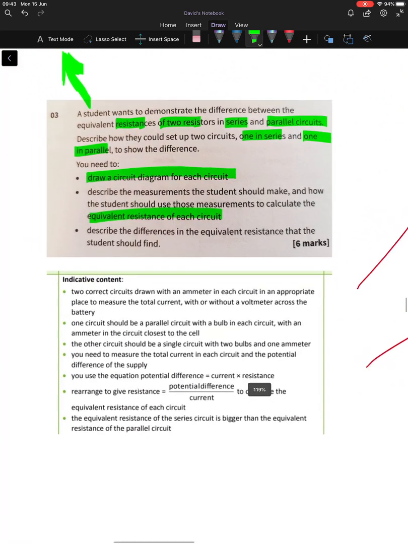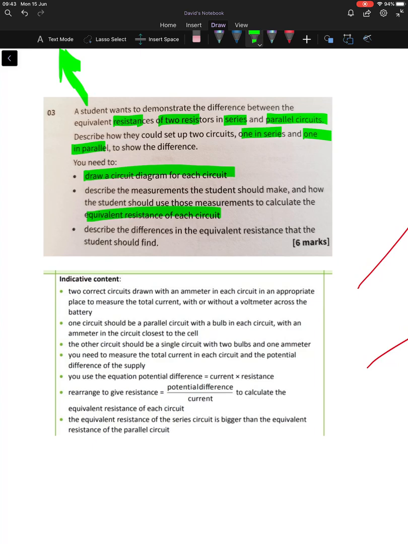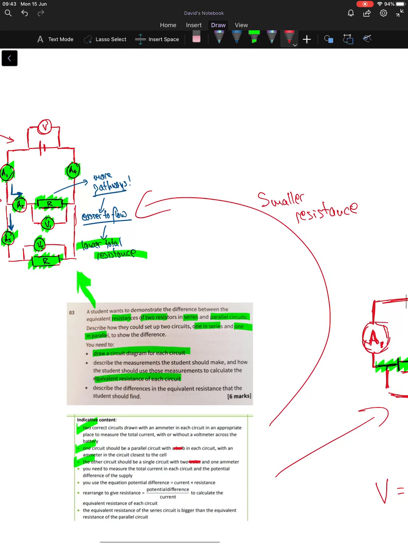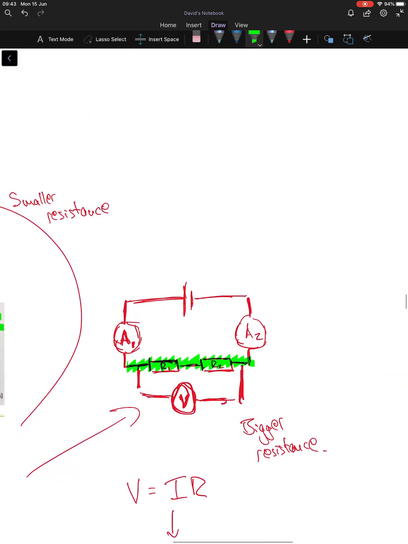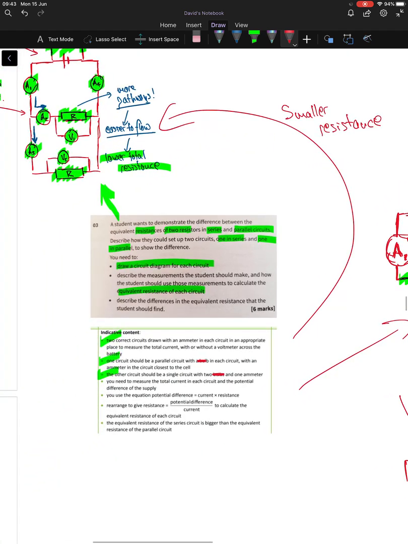Now, two examples. So, if we have a look at the mark scheme, we've got those two circuits drawn. Great. Where it says bulb, I think it should say resistors in these. I think there's a typo. No, it should say resistor. So you need to measure the total current in each circuit and the potential difference of the supply. So if you're measuring the potential difference of the supply, you're going to have the voltmeter over the battery. So you need a voltmeter over this battery as well.